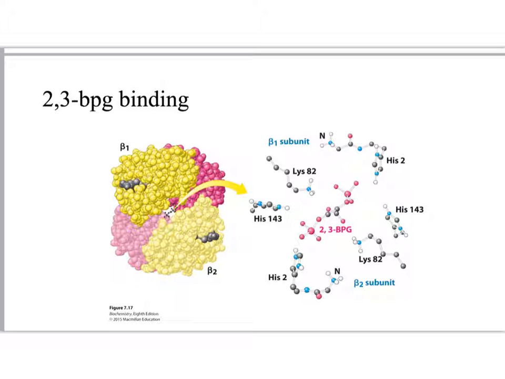So in terms of the binding, this is just showing the interaction of that 2,3-bisphosphoglycerate with the residues on the beta subunits. And this process will help stabilize the T form. So this is just showing there's our 2,3-BPG, kind of in that pocket there. And these are just the particular residues of the polypeptide chains that are going to interact with that 2,3-BPG.